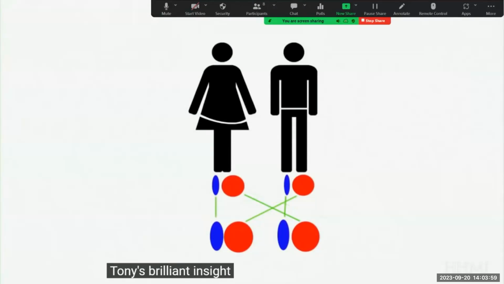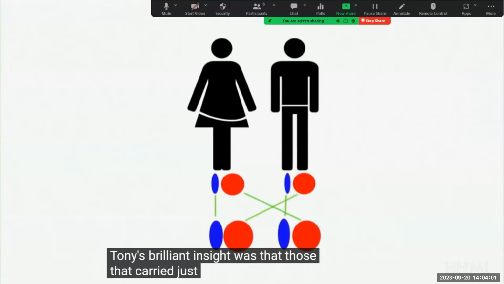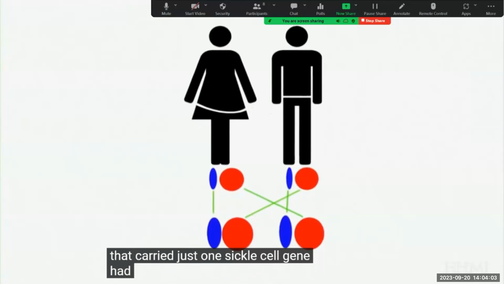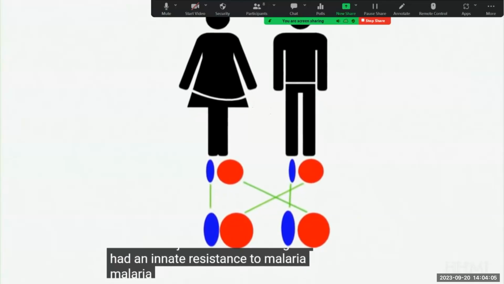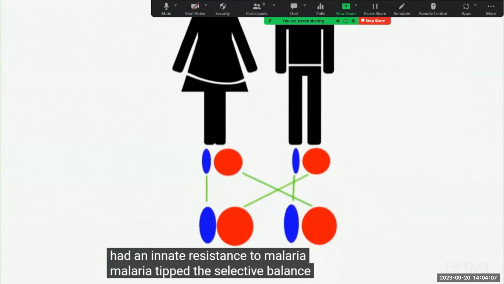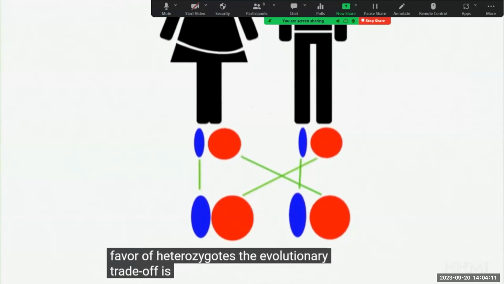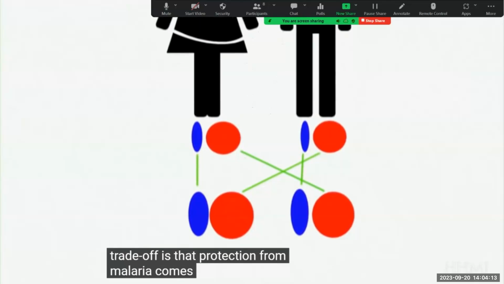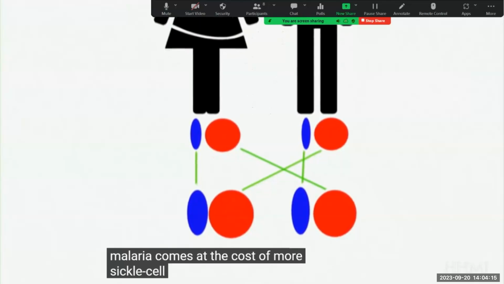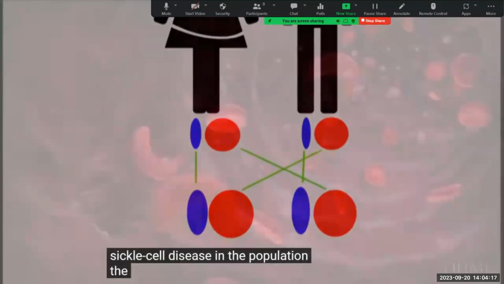Tony's brilliant insight was that those that carried just one sickle cell gene had an innate resistance to malaria. Malaria tipped the selective balance in favor of heterozygotes. The evolutionary trade-off is that protection from malaria comes at the cost of more sickle cell disease in the population.